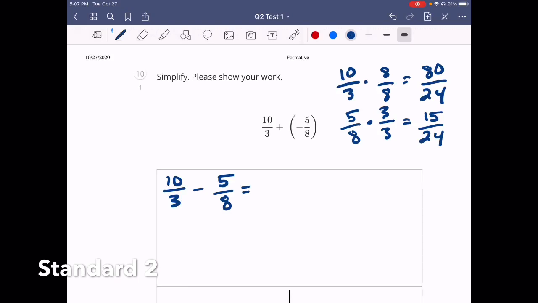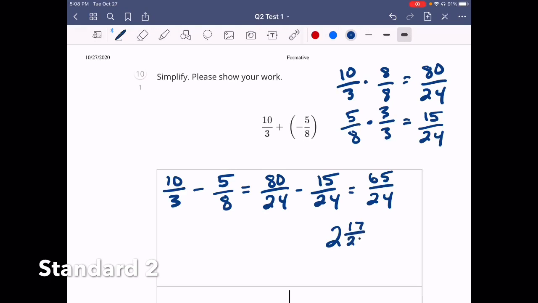Now, the most common mistake was that we added these instead of subtracted. And the other common mistake was mixing up the order. So because we are subtracting, order is important. So I have to go with 10 thirds first, which is equivalent to 80/24. So I go 80/24 minus 15/24, which gives me 65/24, which simplifies to 2 and 17/24.